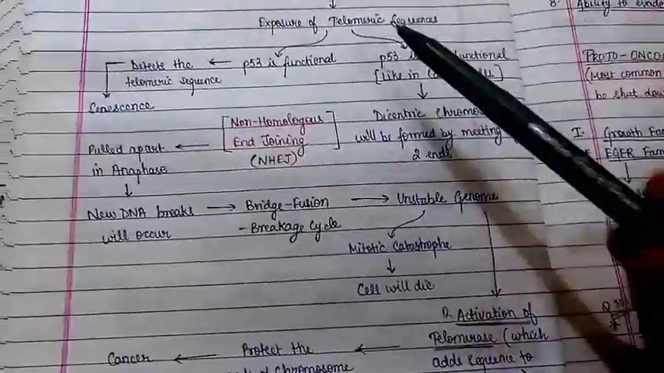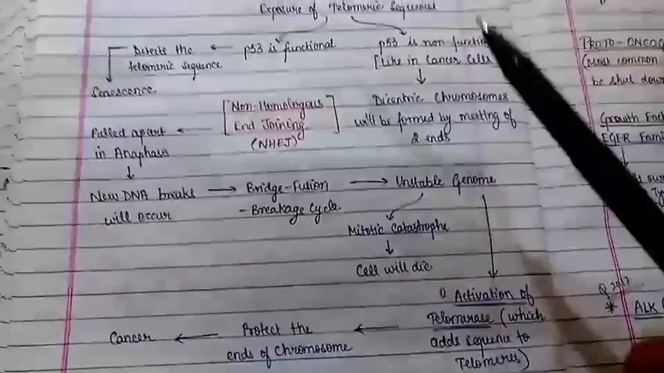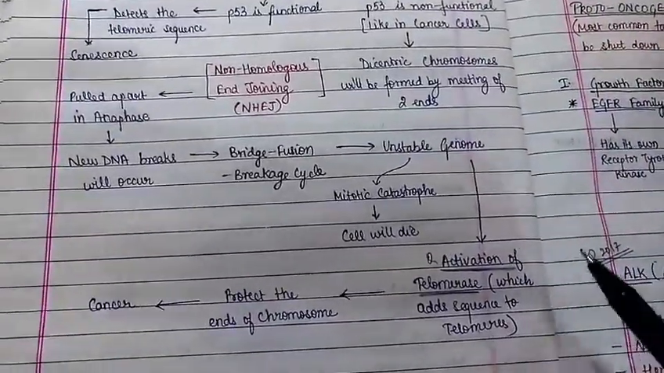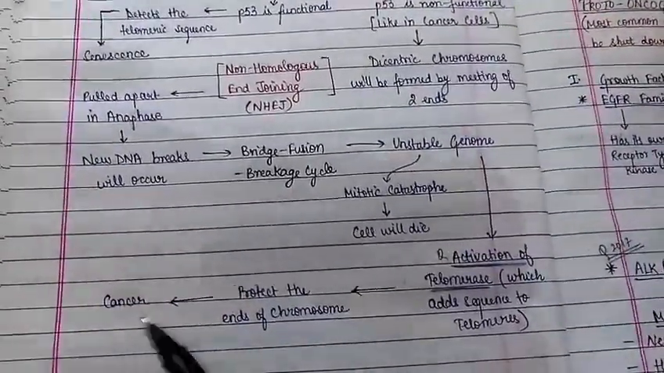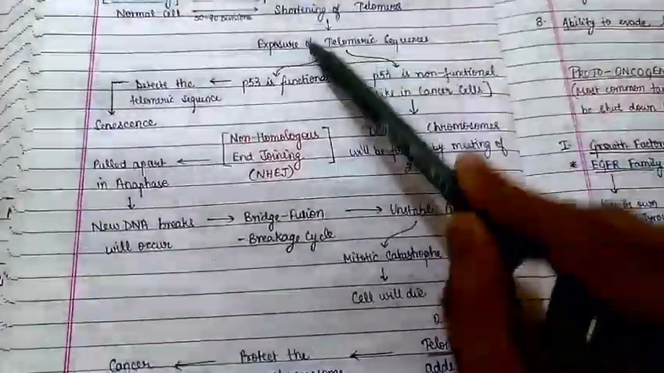And one more point here, telomerase will now come and add sequences. Activation of telomerase will be there in cancer patients, which adds sequences to telomeres and protects the end of the chromosome. And that can lead to cancer. So this is the pathway for cancer cells, and this is for the normal pathway.